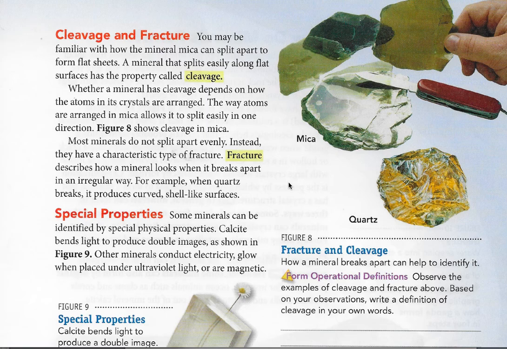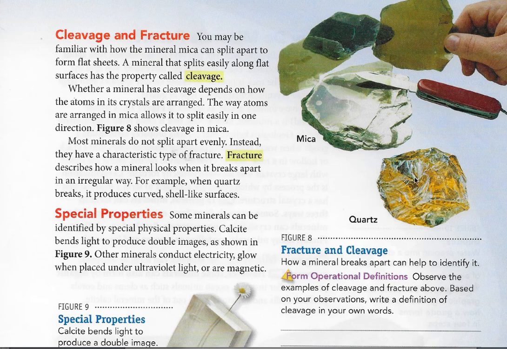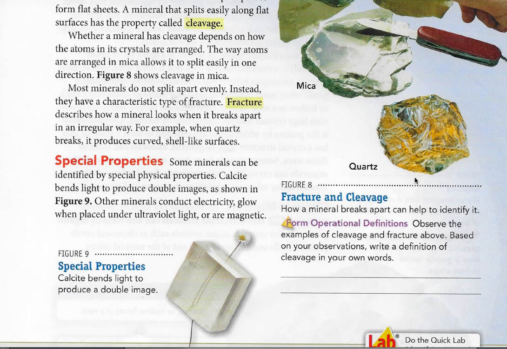Most minerals do not split apart evenly. Instead, they have a characteristic type of fracture. Fracture describes how a mineral looks when it breaks apart in an irregular way. For example, when quartz breaks, it produces curved shell-like surfaces. There's quartz. Cleavage, fracture. So if it breaks apart not on flat surfaces, it has fracture. If it breaks apart along flat surfaces, it has cleavage. So cleavage, fracture. Need to know that. In your notes, fracture describes, you're writing that in there, okay?